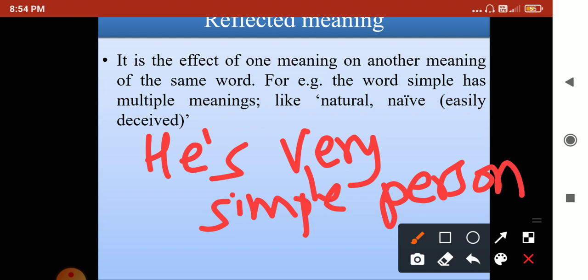What do I mean? I mean that he is very simple, easy, straightforward, down to earth, etc.